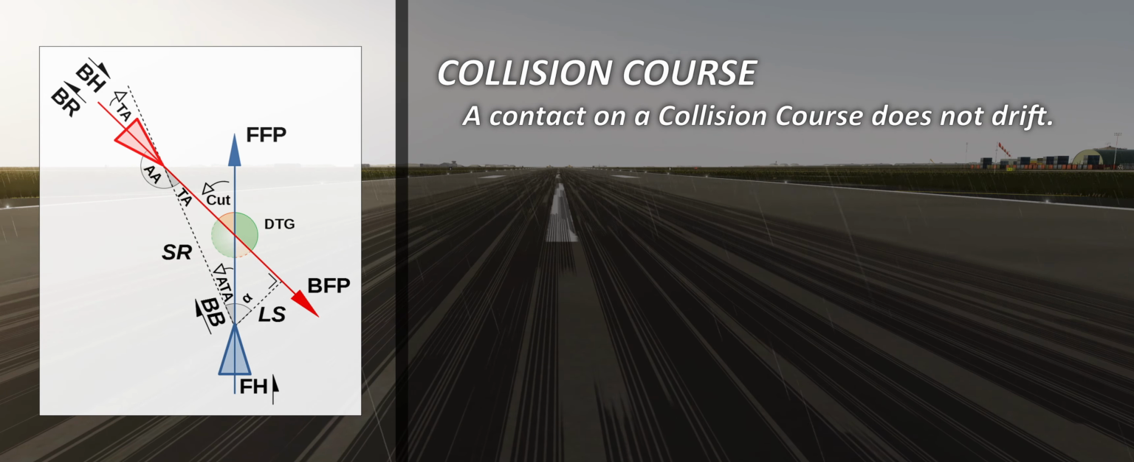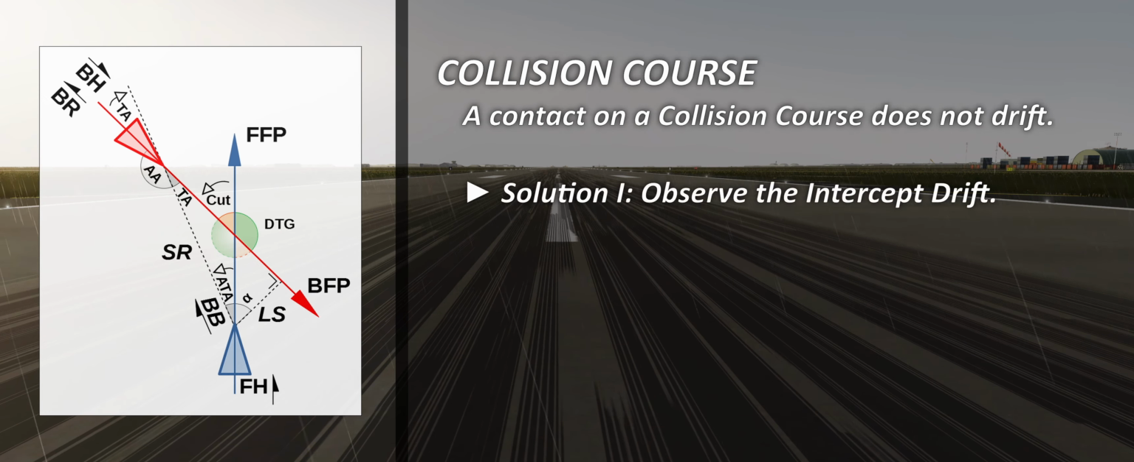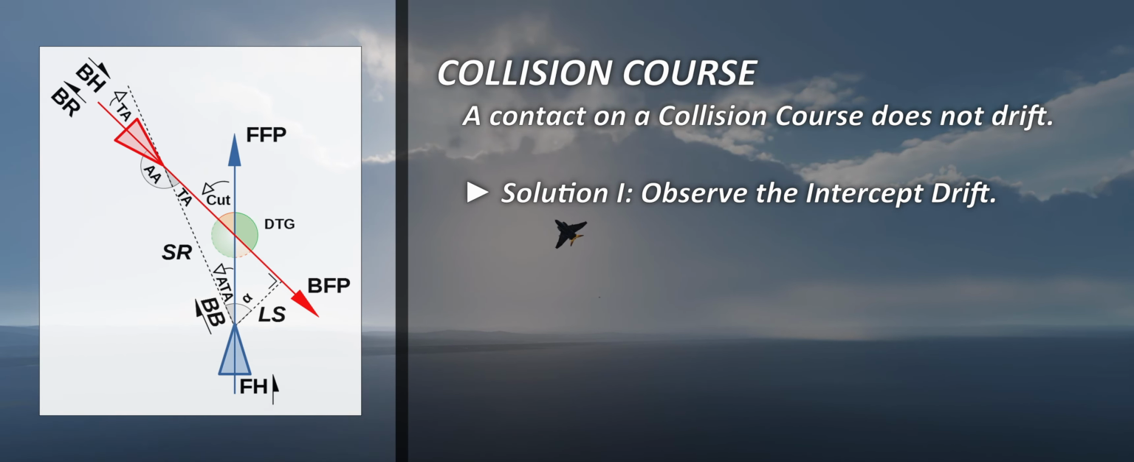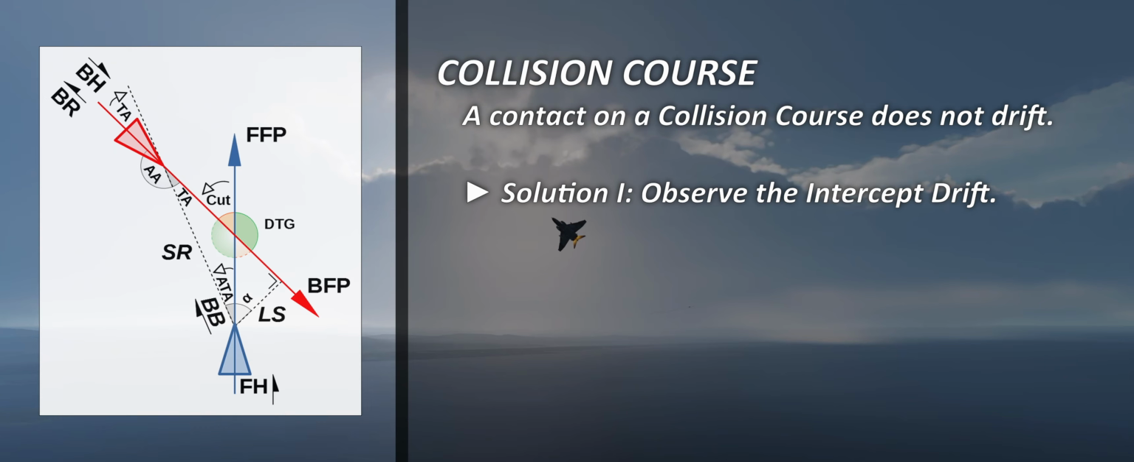As we know, a target on collision course does not drift on the scope. Therefore, we can observe the behavior of the target over time and try to correct our heading and reduce the drift. However, this can be a long process and we often won't have the time. We need at least a starting point.